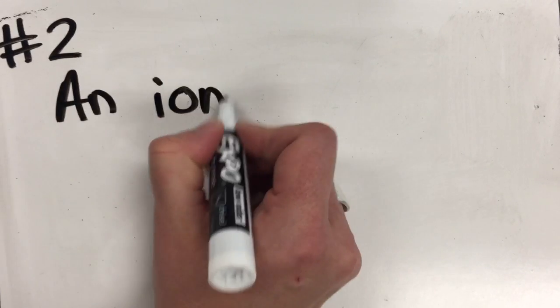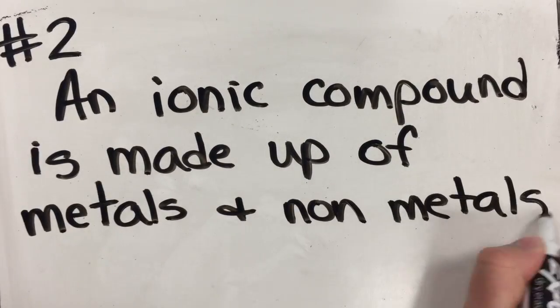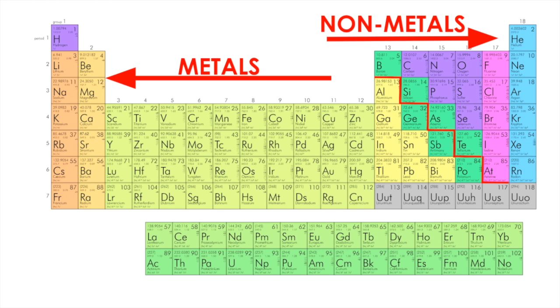A second property is that an ionic compound is made up of metals and nonmetals. Let's look at the periodic table to determine how this happens. The periodic table is divided in two parts by the staircase. On the left of the staircase, you find the metals, and on the right side of the staircase, you find the nonmetals. When a bond is formed between a metal and a nonmetal, an ionic compound is created.